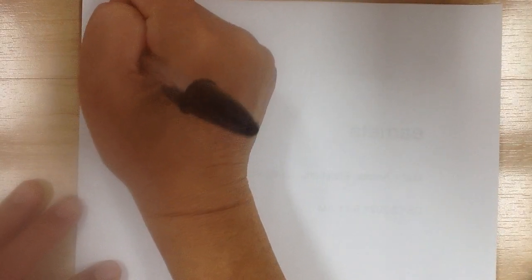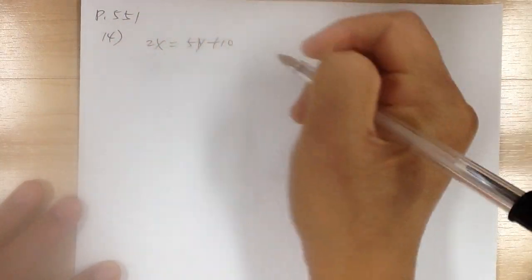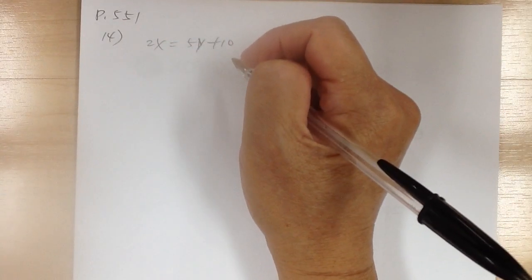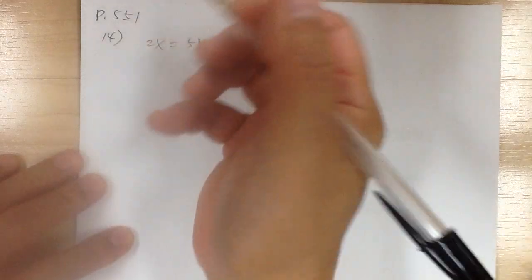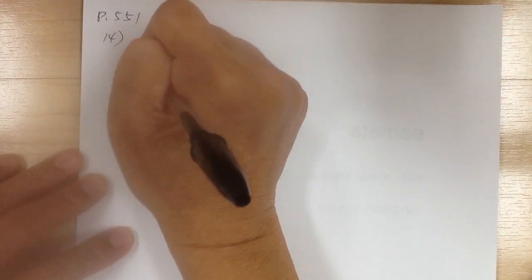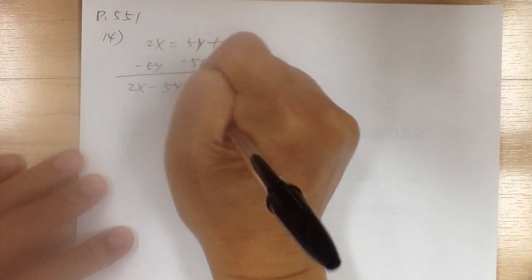Okay, let's go to the next one. Okay, number 14, you got 2x equal to 5y plus 10. Now, in this case, what you want to do is make it into the standard form, one of the nice forms, so it's easier to do. So minus 5y on both sides. So you got 2x minus 5y equal to 10.